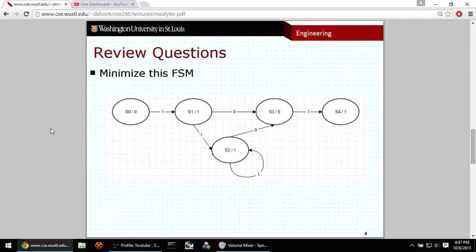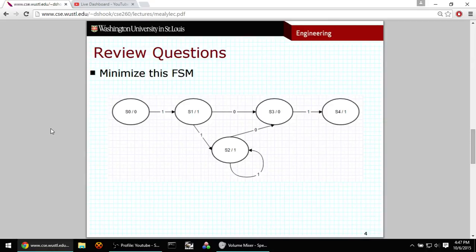Okay. How many states you got? I don't think so. Anybody get fewer than three? Anybody get two or one? Certainly not one. Anybody get two?